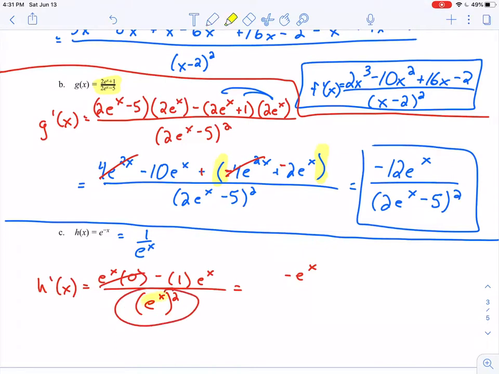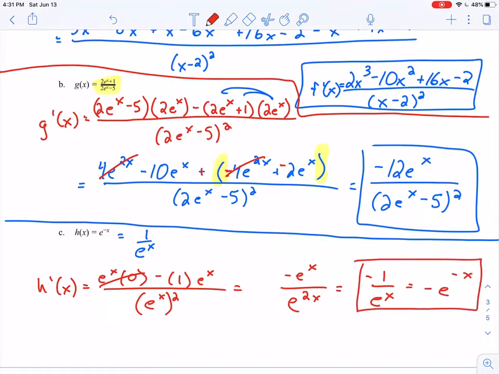If you just have a monomial like e to the x right here, I think, yes, we can go ahead and simplify that. So this really says just e to the 2x. And then I can cancel a factor of e to the x. That would leave me with negative 1 over e to the x. We could leave our answer like that, or we could say negative e to the negative x power. Either one of these would be perfectly fine. So there is my derivative using the quotient rule.